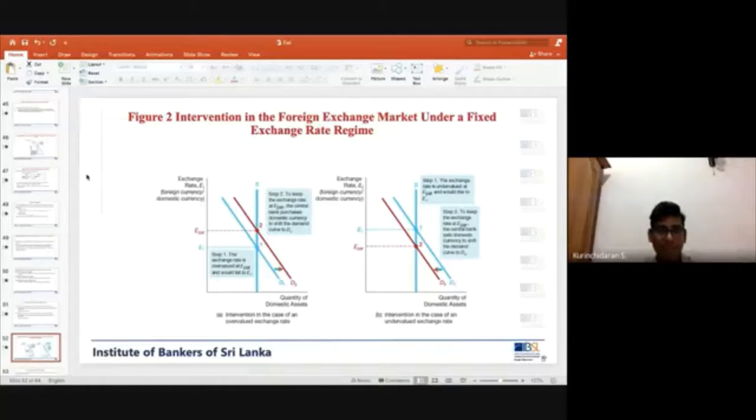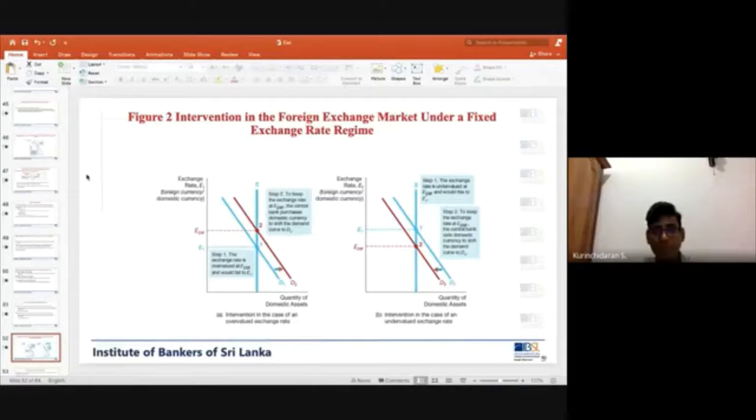Okay, when the central bank purchases the domestic currency, demand will increase. When the demand increases, you will reach E par again. So you always have to play around and keep it at E par. That is the fixed rate. On the other hand, we earlier talked about the overvalued exchange rate. Now what will happen with the undervalued exchange rate? Now your rate is fixed at E par.